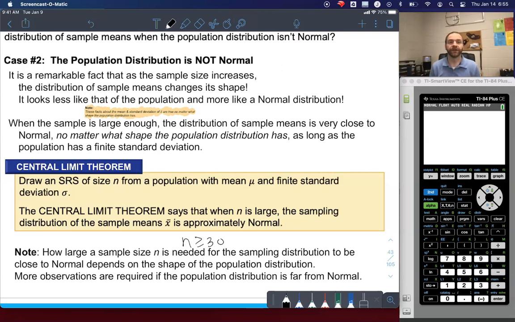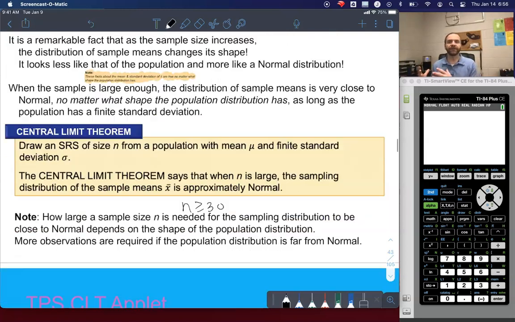That's case number 2. So when you read the prompt, you have to ask yourself, does it tell me the shape? Yes or no? If it tells me the shape is normal, I'm in case number 1, my sampling distribution is normal. If it doesn't tell me anything about the shape, or if it tells me the shape is right skewed or left skewed, then I have to look at case number 2. Am I taking a large enough sample size to apply the central limit theorem, which says that if your sample size n is large, greater than or equal to 30, the sampling distribution of the sample means x bar is approximately normal.